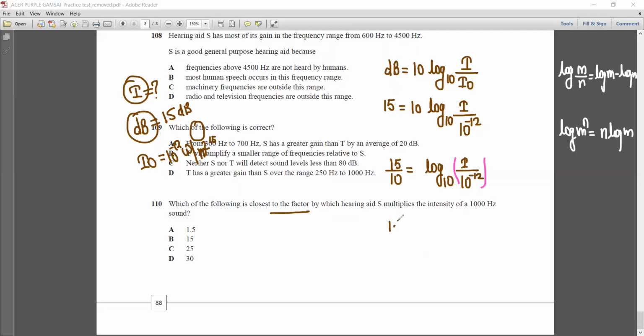So this will be 1.5 equals log 10 of I over I naught here. They want to know the factor. That's why we are not putting the value of I naught here. Now 1.5 is just 1.5. We have to solve it. What will be the value of 1.5 in terms of log?